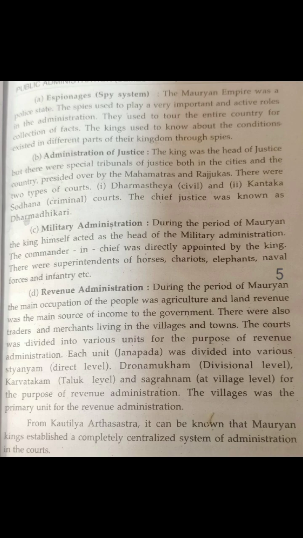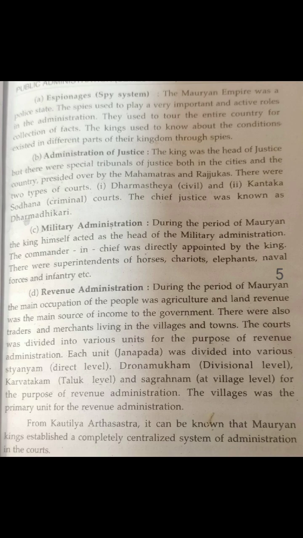The commander-in-chief was directly appointed by the king. There were superintendents of horses, carriages, elephants, naval forces, infantry, etc. Revenue administration. During the period of Maurya, the main occupation of the people was agriculture, and land revenue was the main source of income to the government. There were also traders and merchants living in the villages and towns.